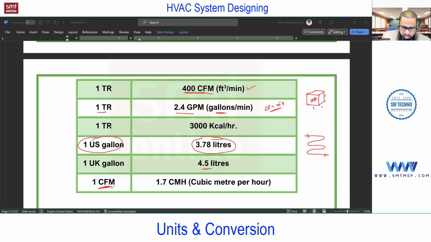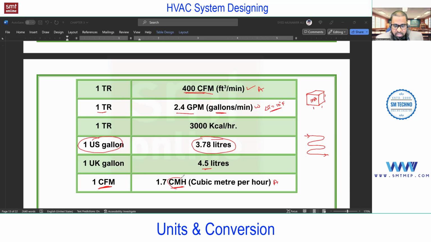Next, similarly, 1 CFM. CFM is cubic feet per minute. In terms of cubic meter per hour, CMH, it is 1.7. This we will also use on the air side. This is for the water side, this is air side, and this is also for the air side. About this 1.7 CMH, when we talk about exhaust systems, I'll give you a clear idea. At this level, it's too early to discuss. But just remember, CFM is cubic feet per minute and CMH is cubic meter per hour. Here feet, here meter, here minute, here hour.